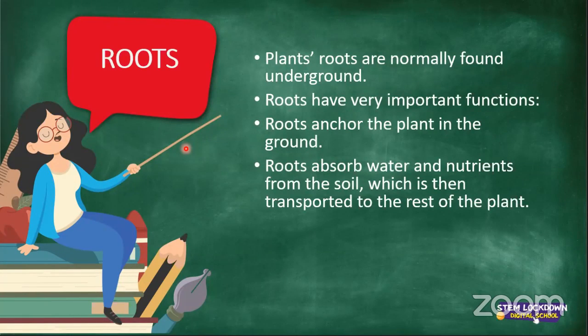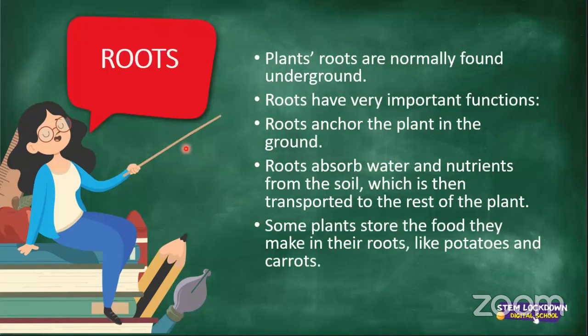Another function of a root is that it absorbs water and nutrients from the soil, and then it transports it to the rest of the plant. Okay, so the food and the water comes from the roots that it absorbs from the soil, and then it's transported to the rest of the plant. That is one of the functions of the roots. Some plants store food they make in their roots, like potatoes and like carrots. Do you guys know we can eat this as well?